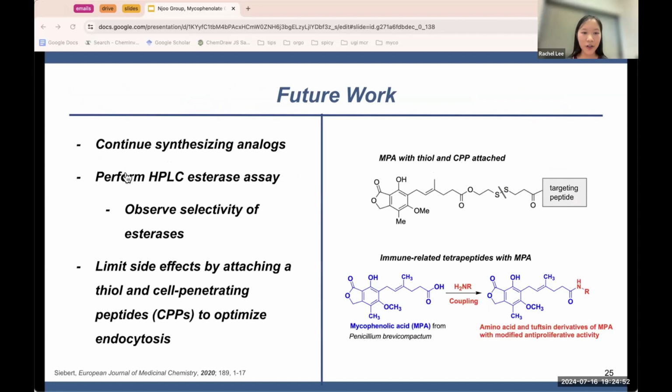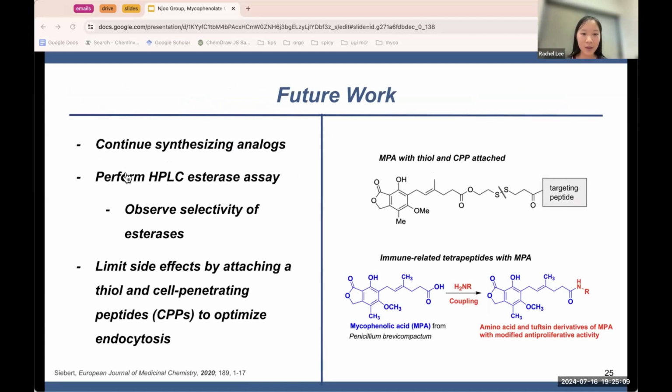For our future work, we will synthesize our remaining analogs and perform our HPLC esterase assay to hopefully procure a wide range of cleavage rates. And we'll also observe any selectivities between esterases and ester tail structures.